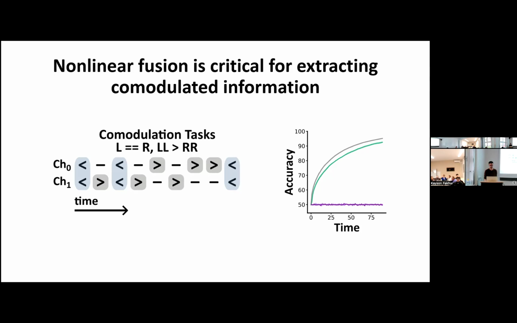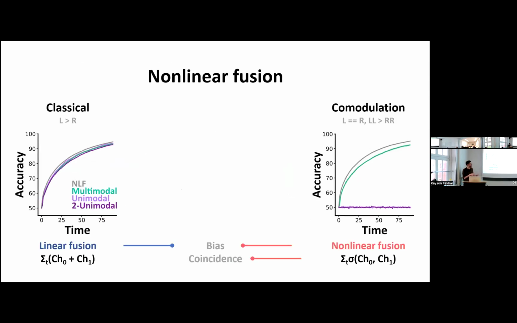Okay, so these are the results we have. Why do we have these results? Well, essentially all of our architectures have these linear readouts at the end of the architecture. So all of them can perform linear fusion and detect bias, which means that they can solve these sorts of classical tasks which have been done in the literature. In contrast, having this nonlinear fusion step, which the multisensory layer provides, allows networks to detect both bias and coincidence. And what that means is that they can solve this type of co-modulation task where there's just coincident information.